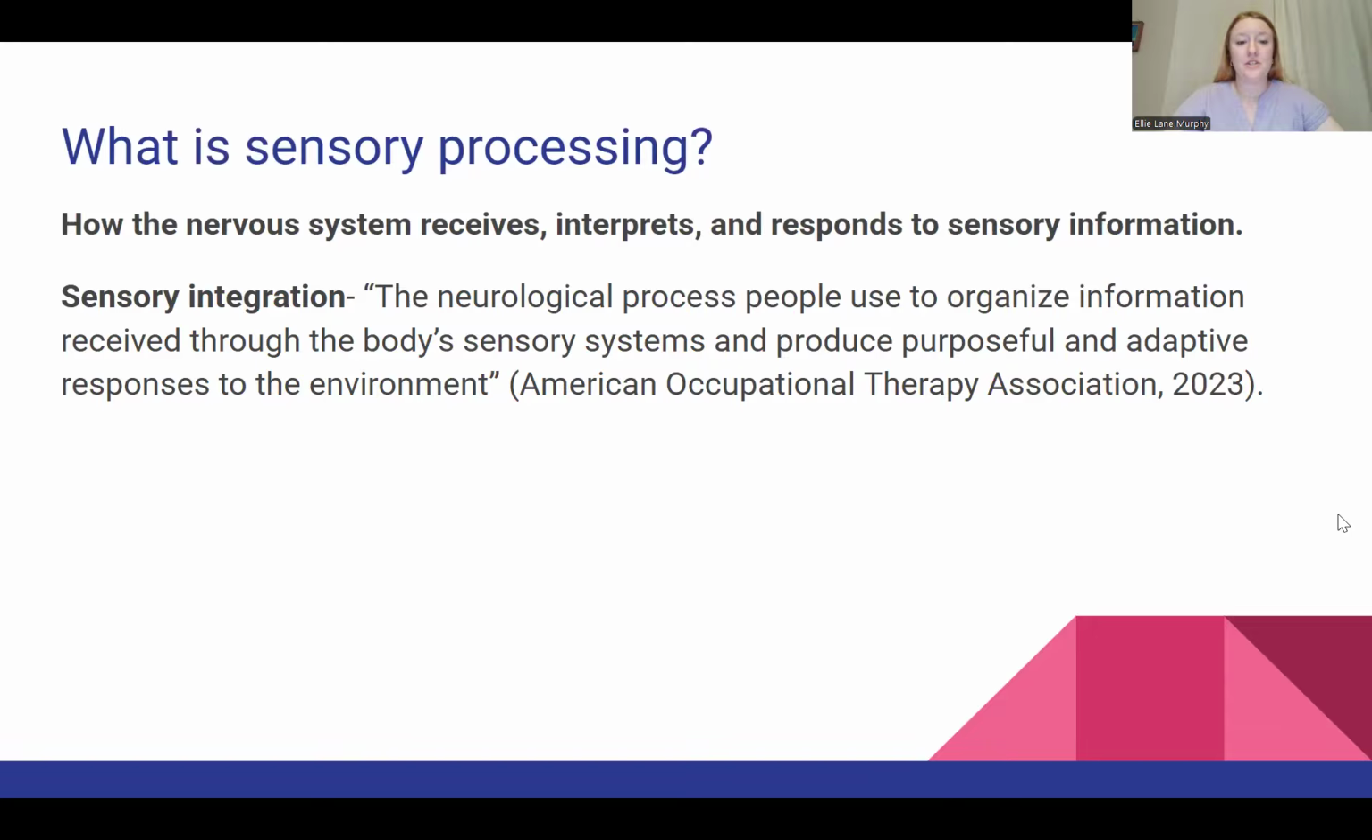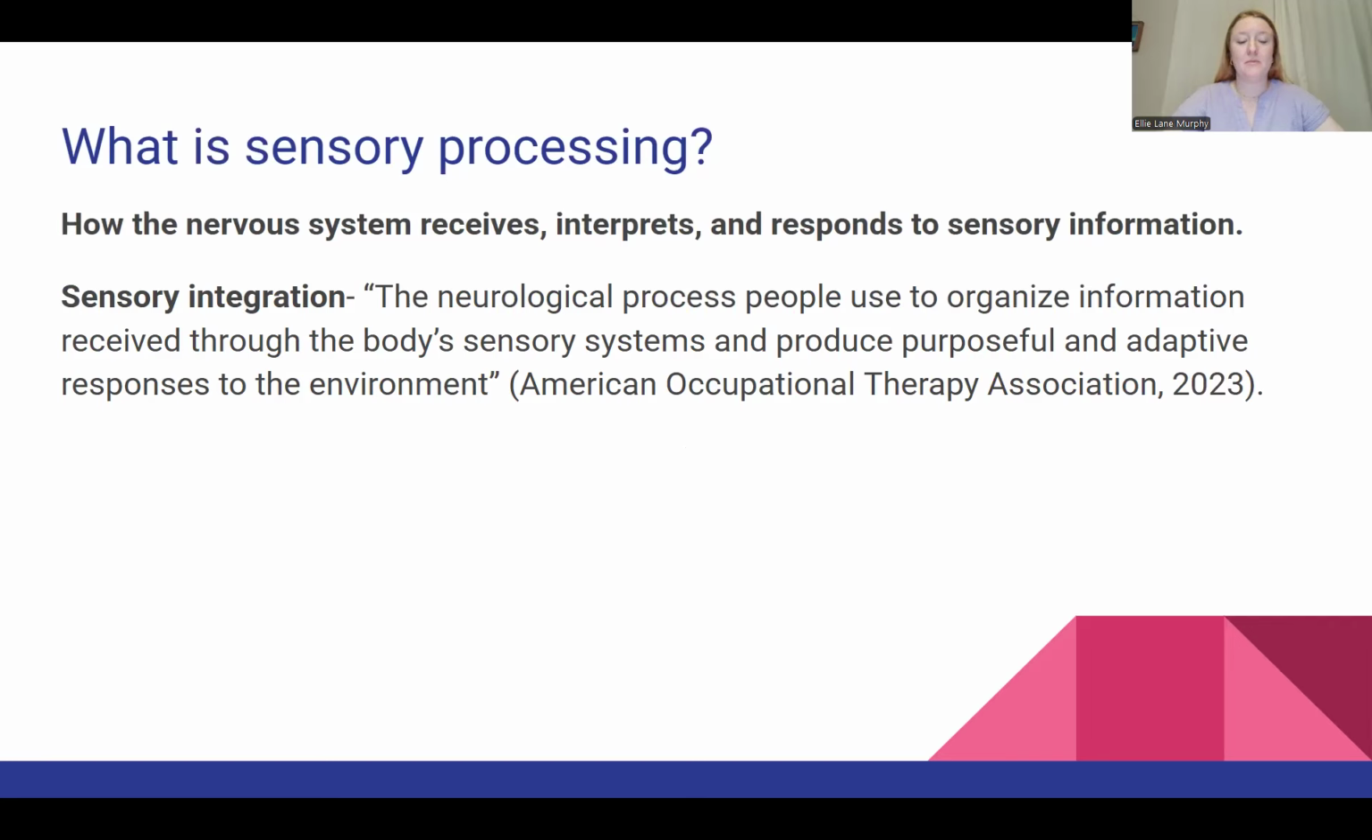AOTA, in their position statement that you have read for a required reading, defines sensory integration as the neurological process people use to organize information received through the body's sensory systems and produce purposeful and adaptive responses to the environment. The key words there being purposeful and adaptive, right? So if our responses are not purposeful or are maladaptive, that's where we need help.